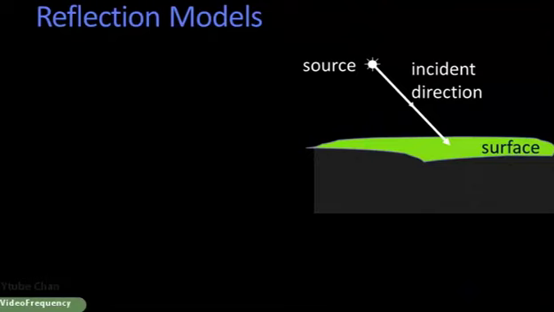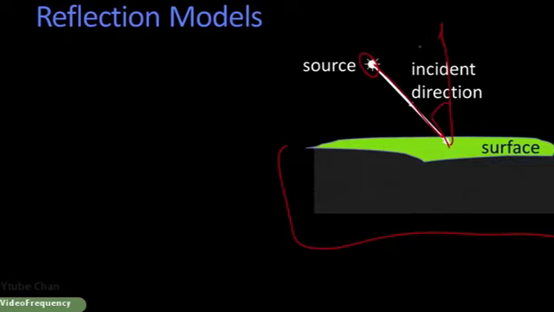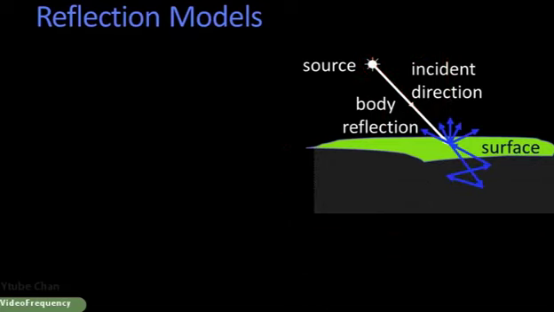Let's talk about reflection models. Here we have our surface, okay, and we have our incident light, and it's coming in some particular direction, and this will be some theta I, which is going to be the tilt off of the surface normal. The first physical process I want to talk about is referred to as body reflection.